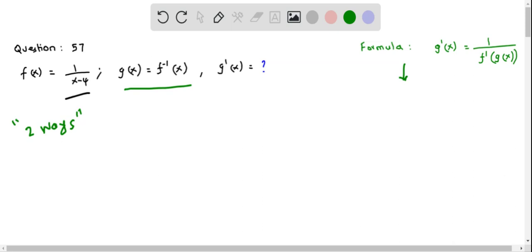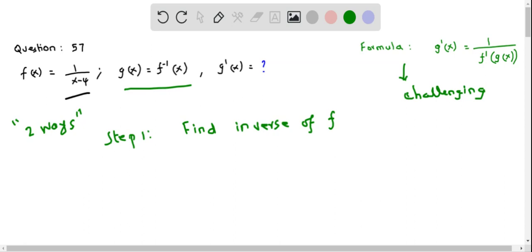I am not going to do it by the formula method unless the question asks. This is a little bit challenging, so let's stick to the method of finding the inverse of the function and then finding its derivative. In step one, we are going to find the inverse. Find the inverse of f of x, which equals g of x, because it is given as g of x equals f inverse of x.